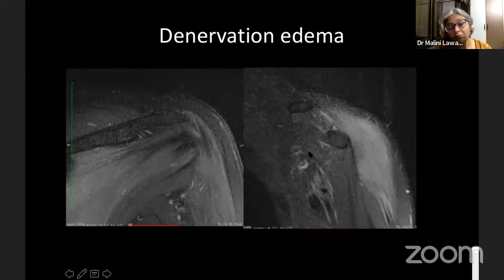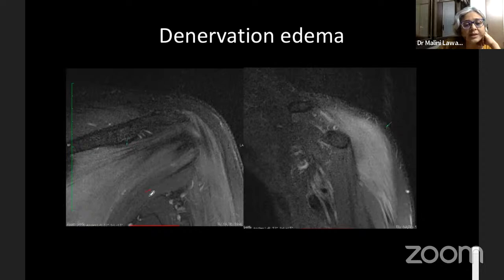Sometimes the patient may come with a suspected rotator cuff tear. The rotator cuff is intact, but what do we see? This here, if you see this teres minor, this teres major, this is how normal muscle should look. When I look carefully, the entire infraspinatus muscle is swollen, showing diffuse bright signal. This is the anterior glenoid muscle, again showing diffuse signal. This is the posterior glenoid.